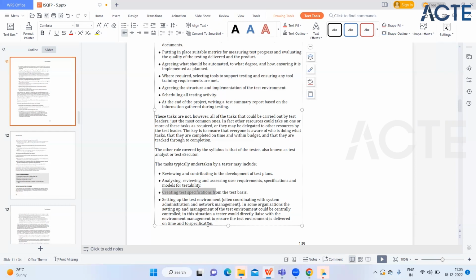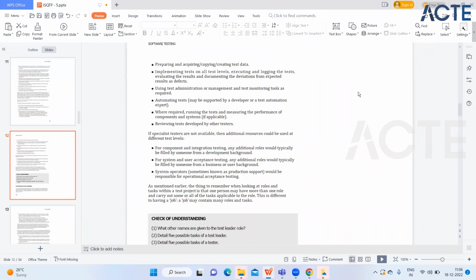So they are just explaining that setting up the test environment may be the responsibility of the tester in one organization, but in some organizations it's not the responsibility of the tester. There's already a central control environment. We just have to check that the environment is working before starting the test execution.